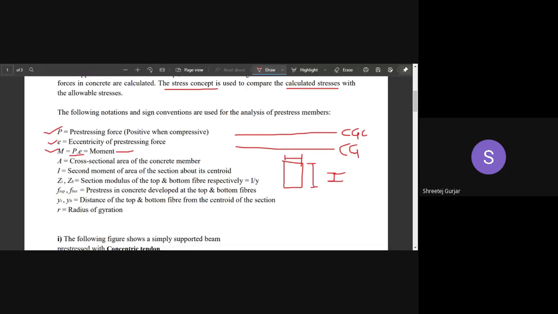Next thing, Z. What is Z? Z is your sectional modulus. We use Z to represent sectional modulus. So sectional modulus is equal to I by y, right? So you can see here it is equal to I by y. So this I which we have calculated, we divide it by y. So what is this y? Let us see what is this y. So y is your distance of the top and bottom fiber from the centroid of your section.